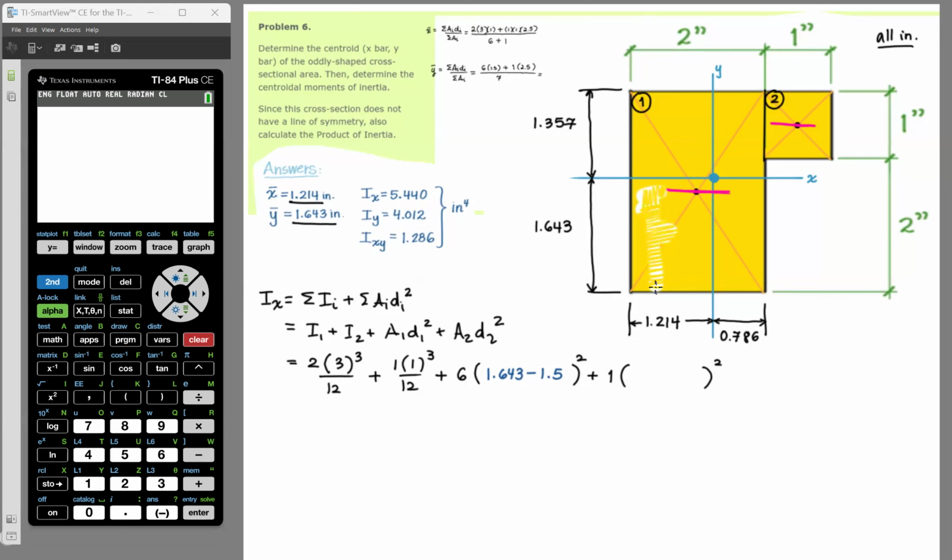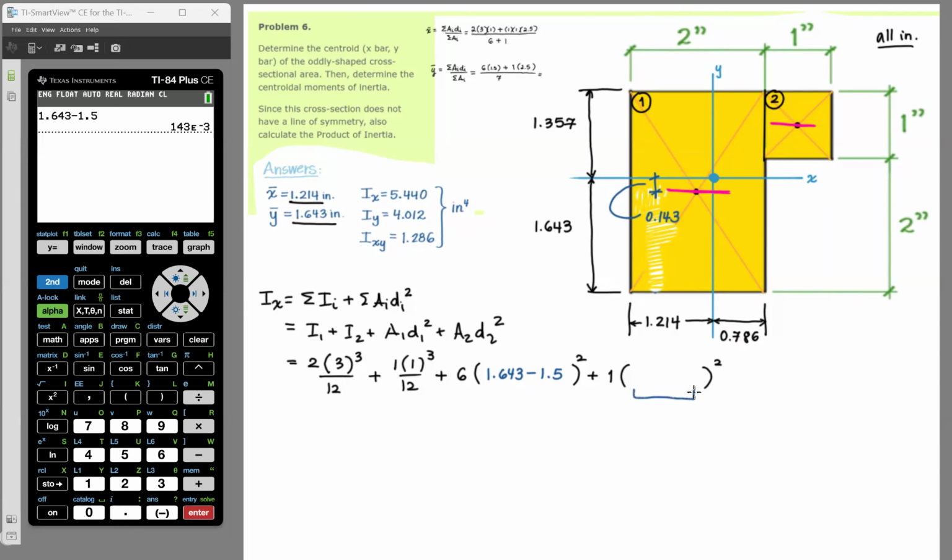Since I know I'm going to have to do the product of inertia coming up, I'm going to have to calculate this again. So I'm just going to label it very clearly. So I've got 1.643 minus 1.5. So 0.143 inches is there.